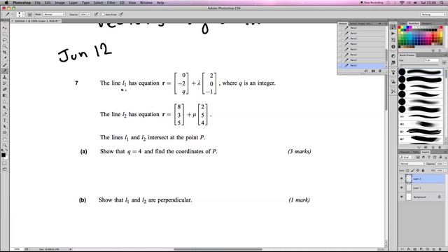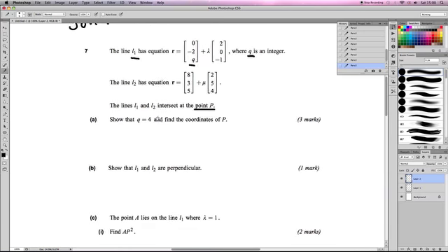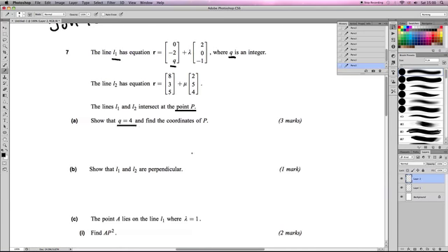So you've got line 1, that has that line equation vector. We've got an unknown in there. We've got line 2, which is this line equation vector. It hasn't got an unknown. And they both intersect at point P. First question is, show that q is equal to 4, hence find coordinates of P.